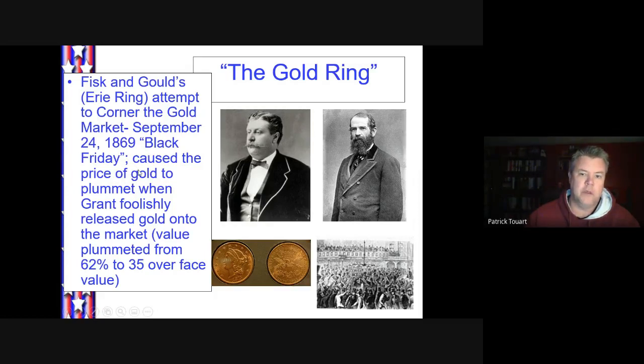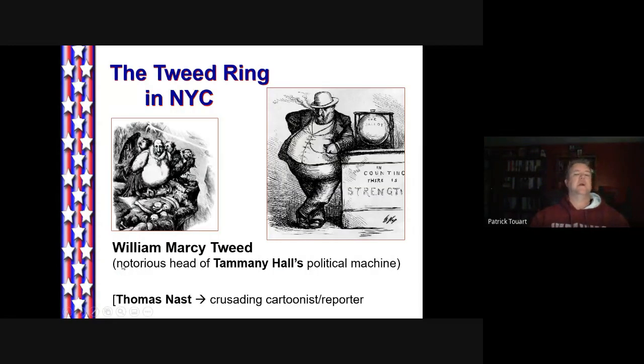But Grant, without informing the public, released large amounts of gold, and so the inflated price that Fisk and Gould had generated immediately plummeted, and lots of people who had bought gold at a very inflated price now saw their entire savings evaporate. So this wasn't Grant's fault in the sense that he didn't do this, but his reaction to it spiked or triggered a market meltdown. So I would definitely be familiar with this, one of the first of many scandalous events in the Grant era.